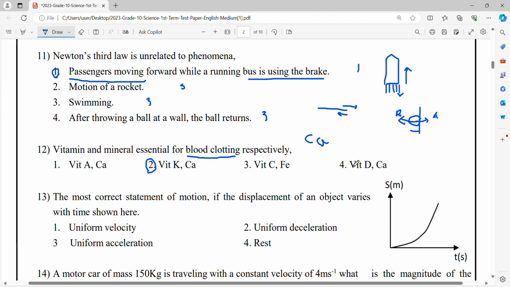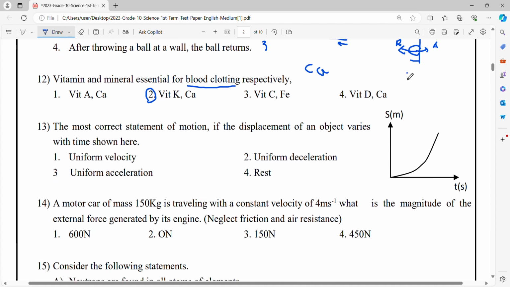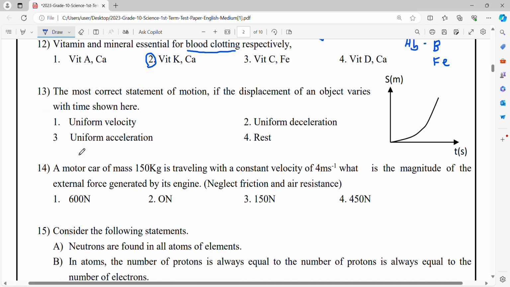Then hemoglobin production needs vitamin B and B12, and the mineral iron is important for it. Then move to question number 13.